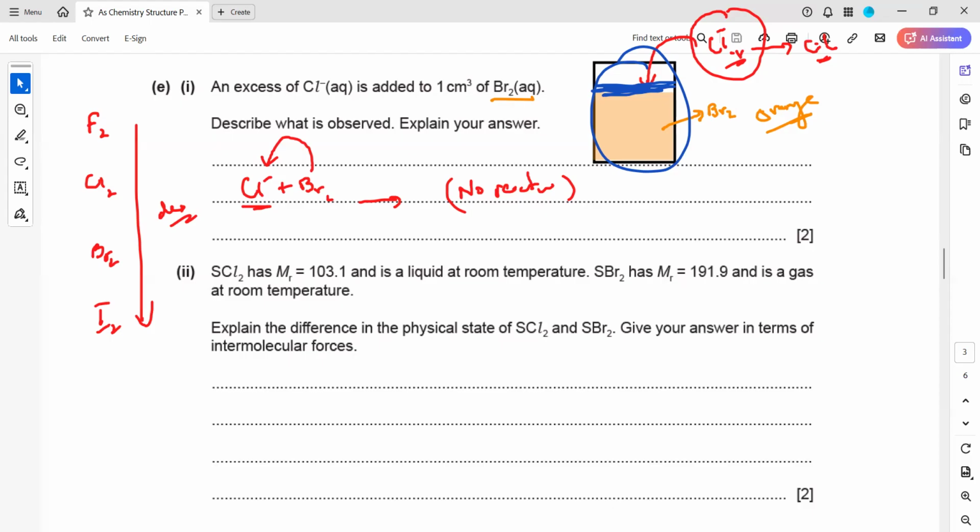So always the more reactive displaces the less reactive. The more reactive element displaces the less reactive ion from the solution. But already chloride is more reactive, it is stable. That's why the reaction does not proceed.